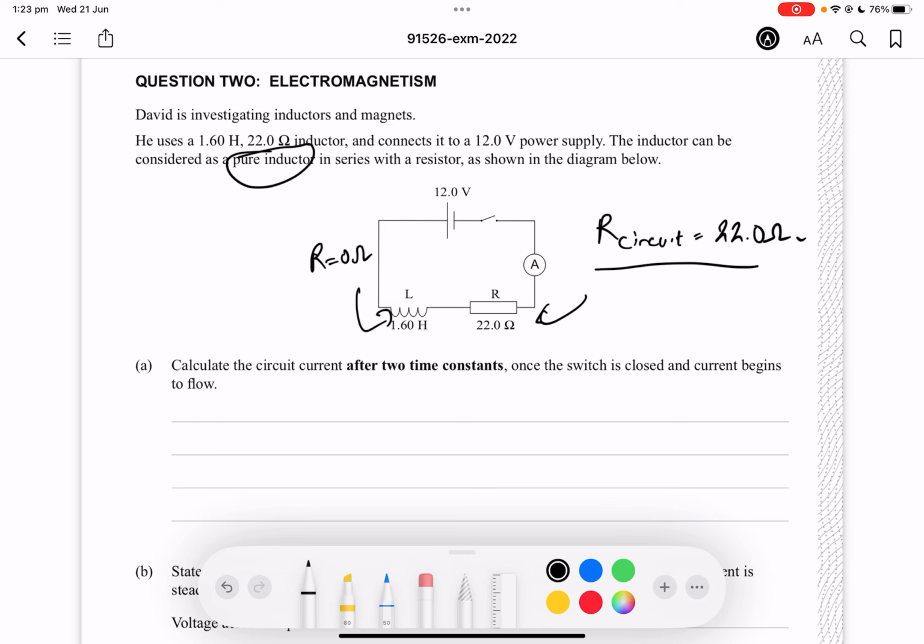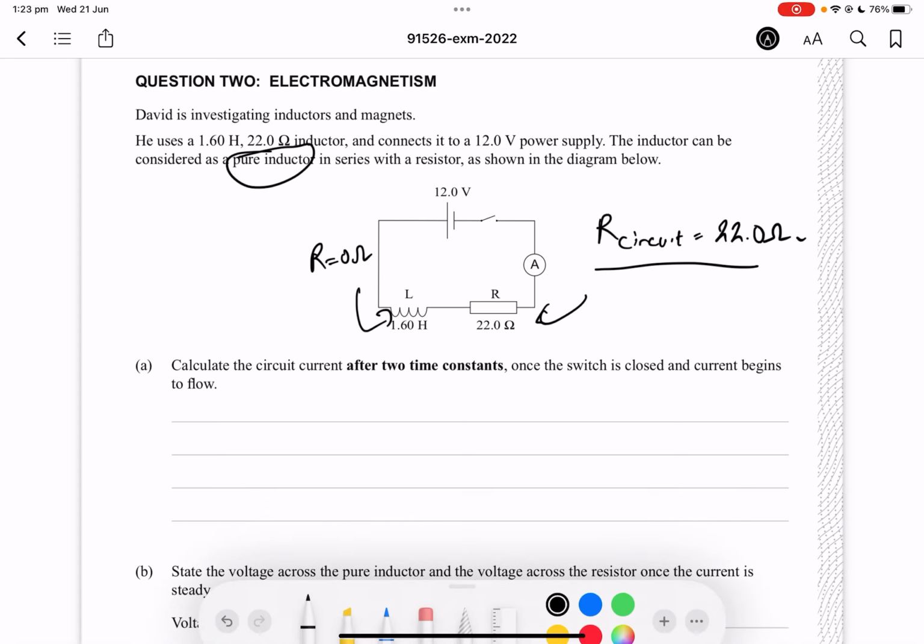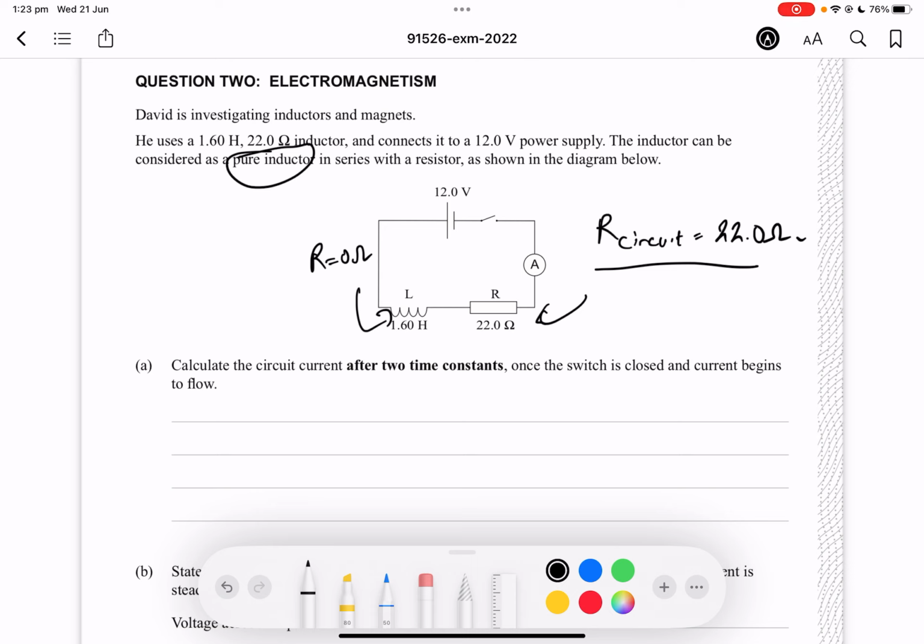We want to calculate the circuit current after two time constants once the switch is closed and the current begins to flow. Once the switch is closed, there's going to be a large rate of change of magnetic flux. Therefore, the inductor will try to oppose the change by inducing a voltage, which is going to act against the circuit voltage. Initially, the voltage is going to be 0 across the resistor, and a full 12 volts across the inductor, as the pushing voltage of the inductor is going to oppose that of the supply completely.